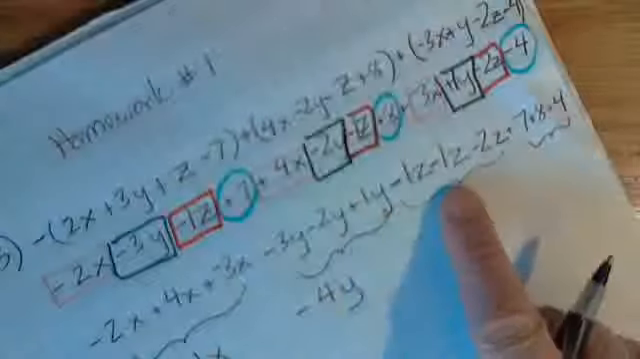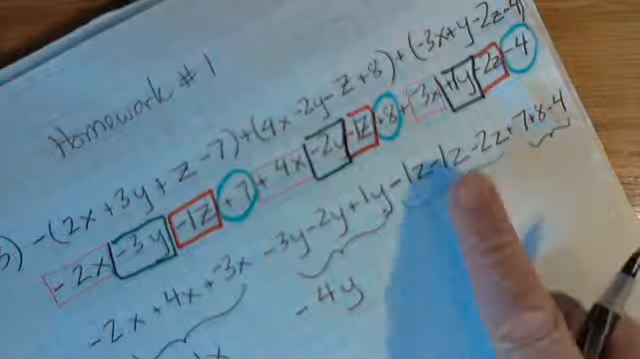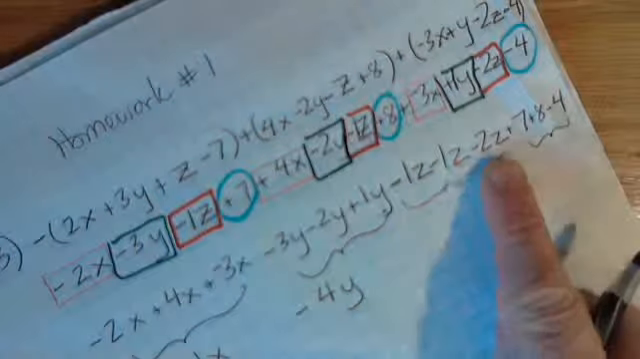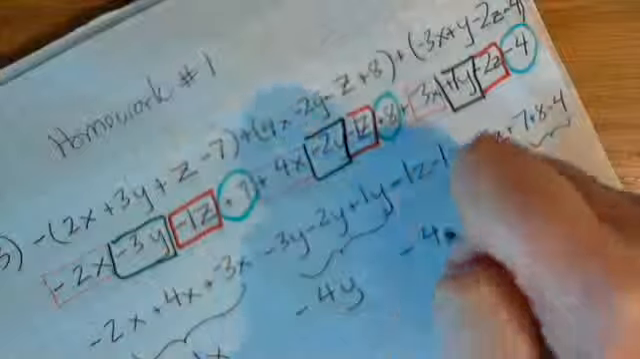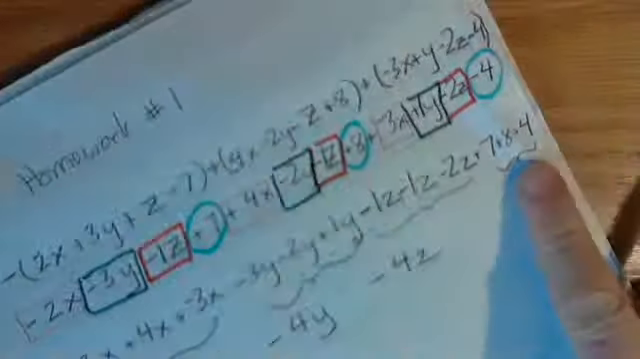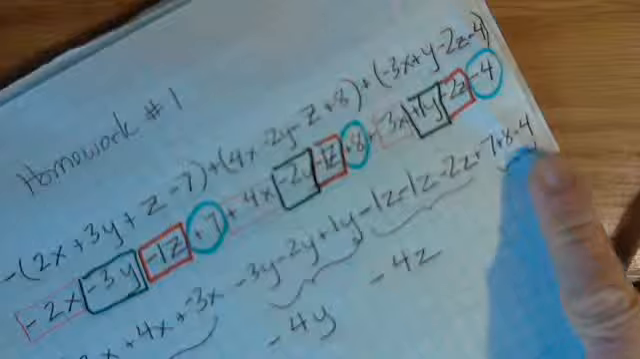On the z's, I have a negative 1, a negative 1, and a negative 2z. Negative 1 makes negative 2, plus another negative 2 is negative 4z. And finally, the numerals. 7 plus 8 is 15. 15 minus 4 is 11, and it's positive.